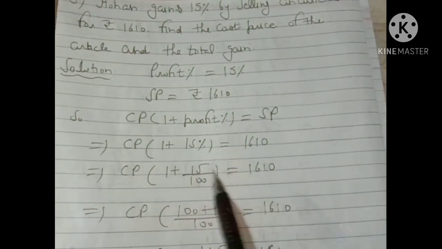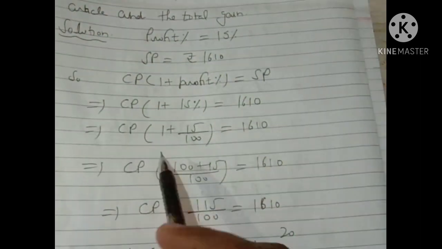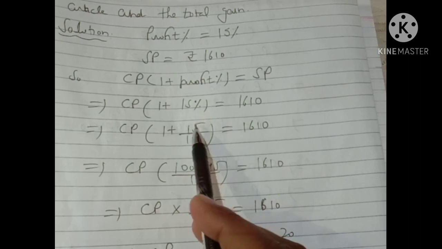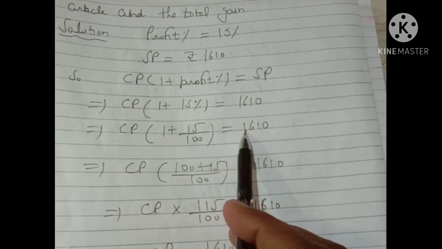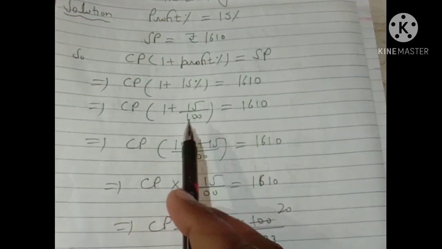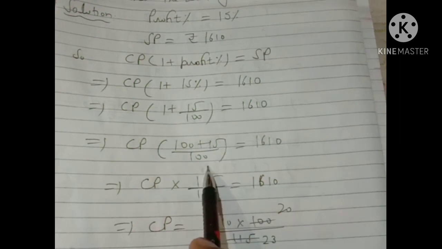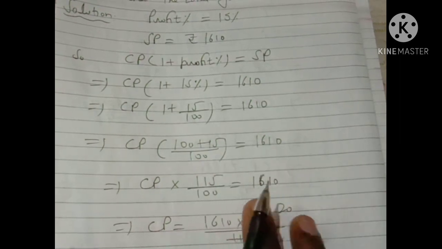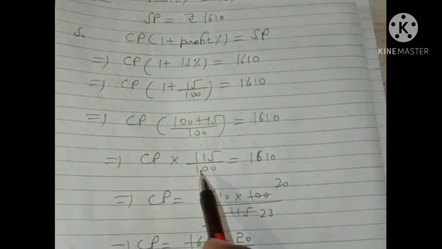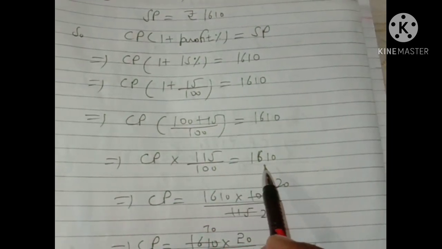SP is 1610. And now again in the next steps you can see it will become CP into 1 plus 15%, which will become 15 over 100, is equal to 1610. And now in the next step you have to take the LCM. It will become 100 into 1 is 100, and it will become 100 plus 15 over 100, and this term as it is. And in the next step it will become CP into 100 plus 15, it will become 115 over 100 is equal to 1610.